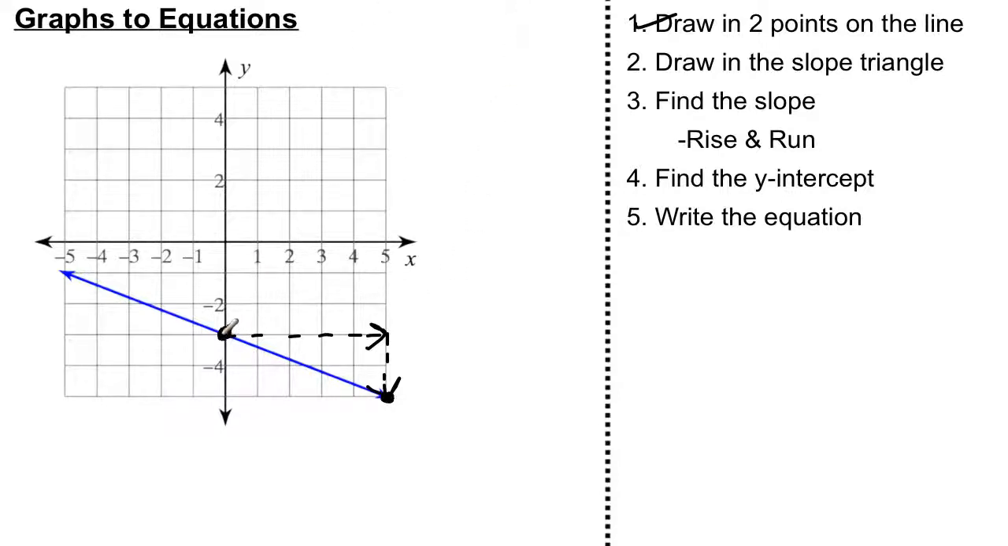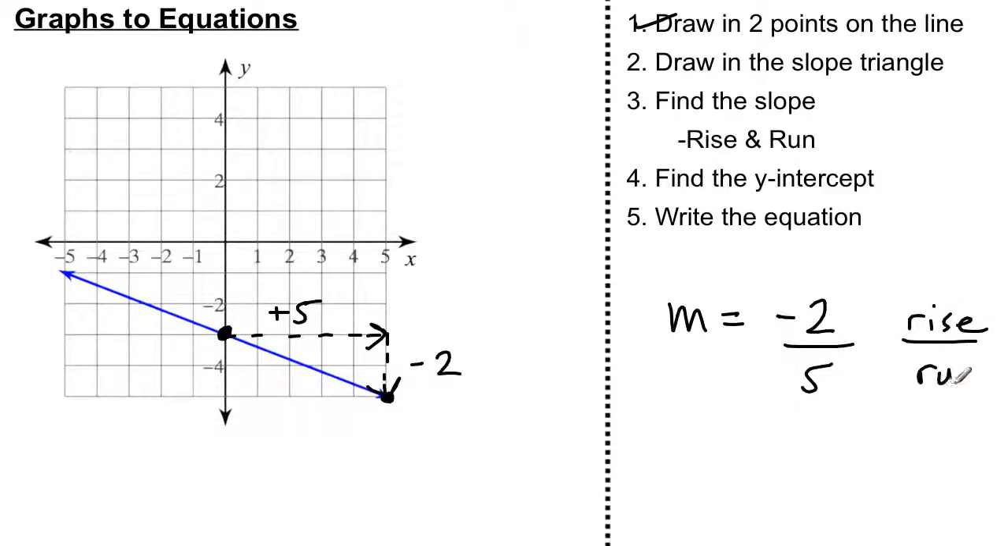Okay, so how far did we go right? We went 5 right. Remember, that's a positive 5 because we're moving in the positive direction. And then we went down 1, 2. So we write that as -2. So our slope, we're going to write as -2 over 5. Remember, that's the rise over the run.